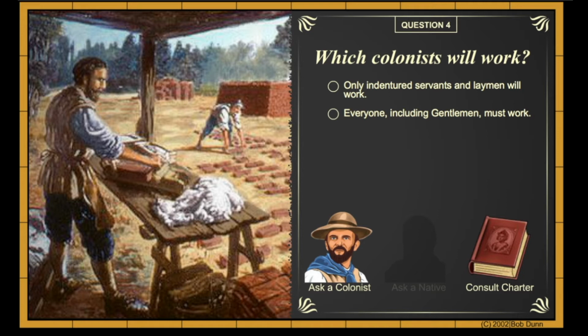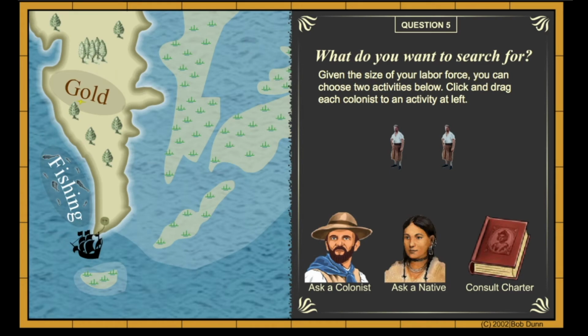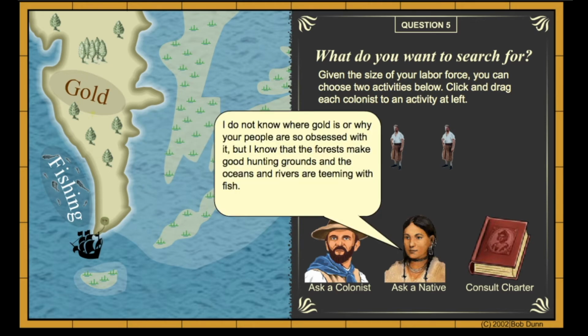Yeah. This was a big controversy at Jamestown. Obviously the colonists, the gentlemen, did not want to work. So let's see. Why don't you pick which one you want to do? Oh, good. All right. What do you want to search for? Given the size of your labor force, you can choose 2 activities. Oh, it's below. Click and drag each colonist to an activity at left.